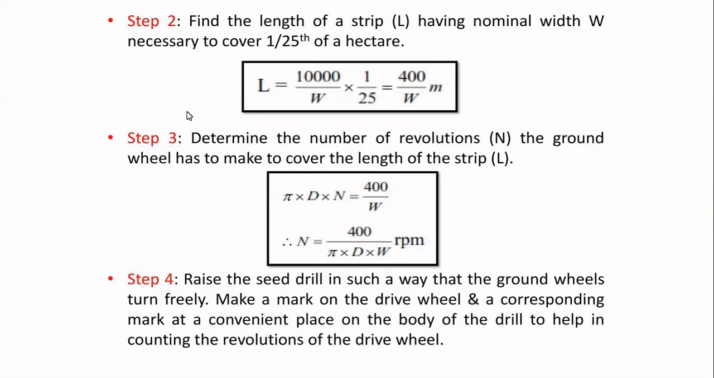Determine the number of revolutions of the ground wheel. It is a very difficult step. Suppose the wheel of diameter D rotates n times. This is called rotation, so per minute, we call it rotations per minute. Why is pi there?